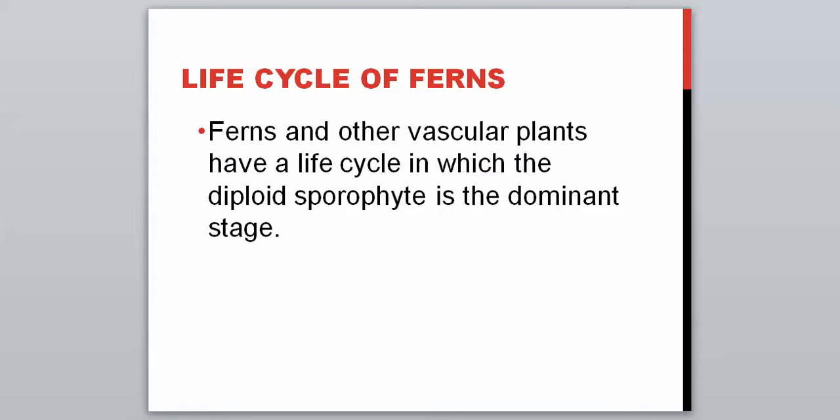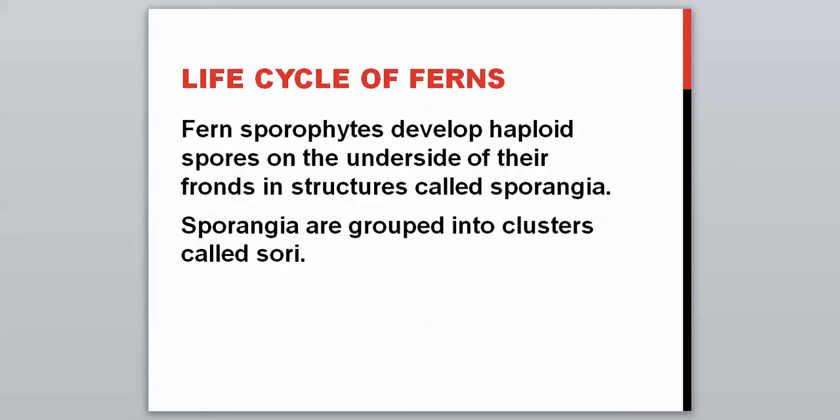Ferns and other vascular plants have a life cycle in which the diploid sporophyte is the dominant stage. So we looked at the mosses, and their dominant stage was the gametophyte. So now we have the fern dominant life cycle is in the sporophyte.